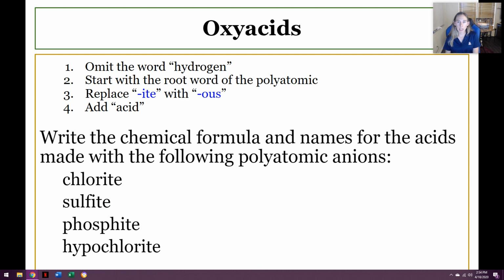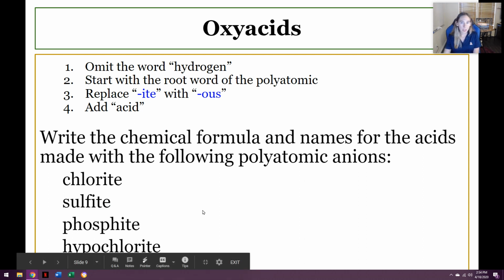Write the chemical formula and names for the acids made with the following polyatomic anions here. Pause the video and try this.